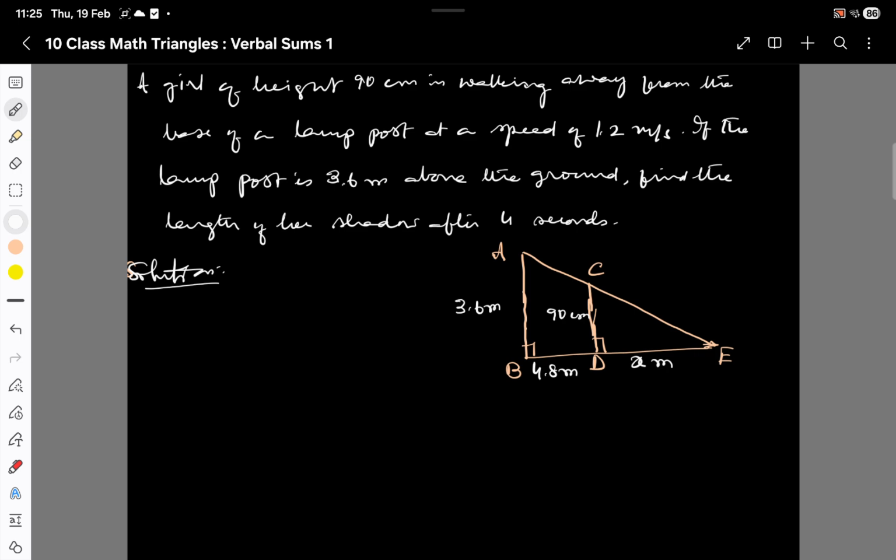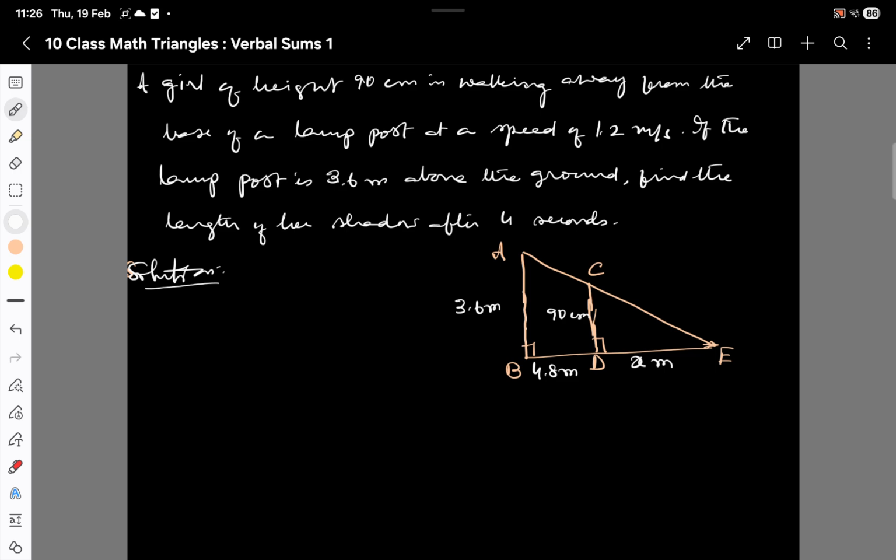This is a sum given in the chapter triangles. This is a verbal sum. Generally, when we look at this sum, we feel like this is from heights and distances or trigonometric applications. But this is a sum given from the similar triangles chapter.